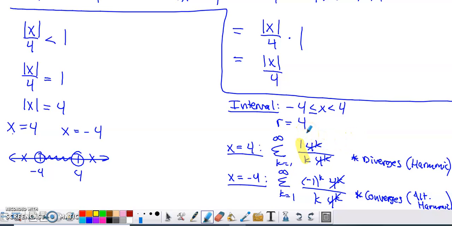This power series was based at 0. Our interval of convergence goes 4 units up from 0, 4 units down from 0. Therefore, our radius of convergence is 4.